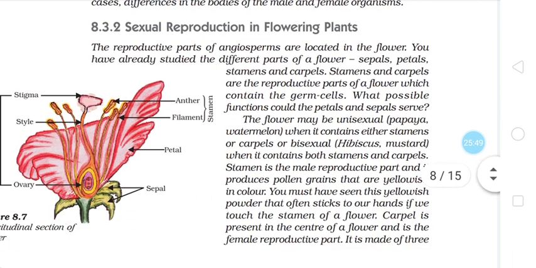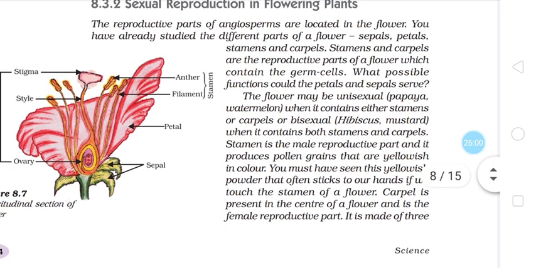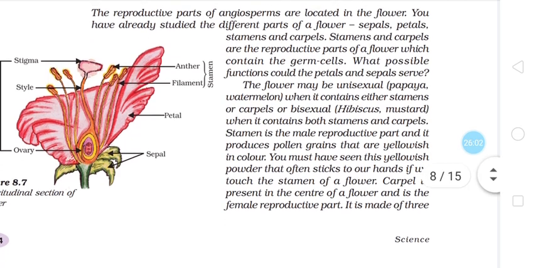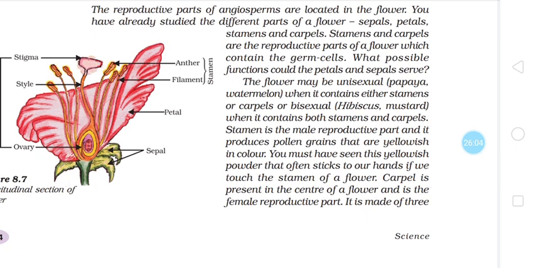Sexual reproduction in flowering plants. The reproductive parts of an angiosperm are located in the flower. You have already studied the different parts of flowers: sepals, petals, stamens and carpels. Stamens and carpels are the reproductive parts of the flower which contain the germ cells. What possible function could petals and sepals serve?